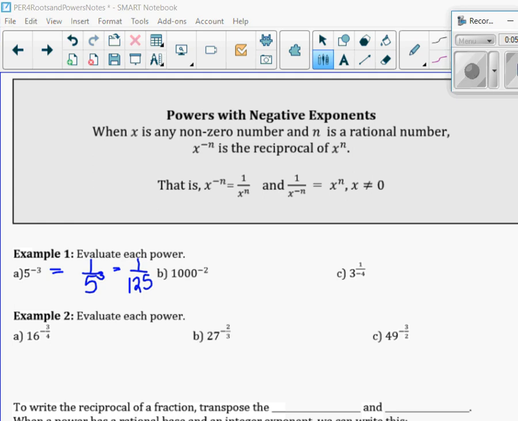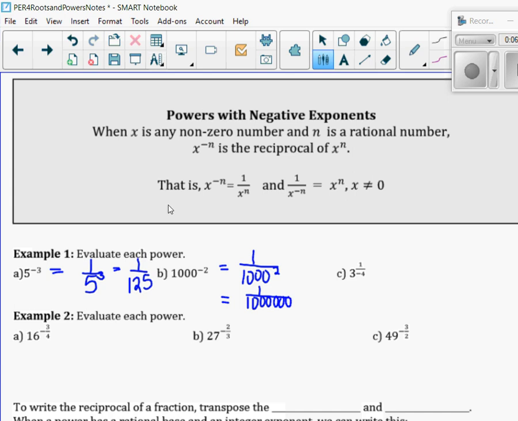All right, next one. This is 1,000 to the power negative 2. So we reciprocate it to become positive. So that means it becomes 1 over 1,000, and then the exponent becomes positive 2. Now we're going to evaluate it. 1,000 squared means 1,000 times 1,000. So what do we get? No calculator. What do we get? 1,000,000, yes.